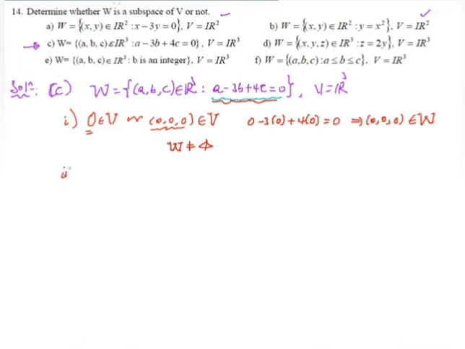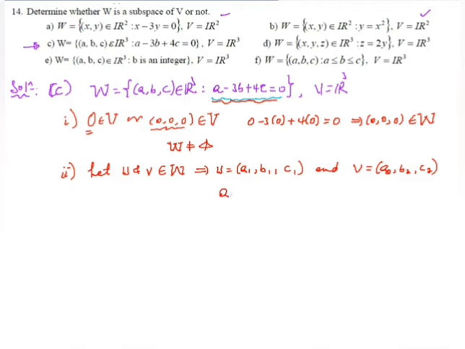We will verify the second one. Let u and v be elements of W. What does it mean to be elements of W? u can be expressed as (a1,b1,c1) and v as (a2,b2,c2). These entries must satisfy: a1 minus 3 times b1 plus 4 times c1 must be 0 to be an element of W, and at the same time a2 minus 3 times b2 plus 4 times c2 must be 0. To be elements of W, these two triplets must satisfy these conditions.